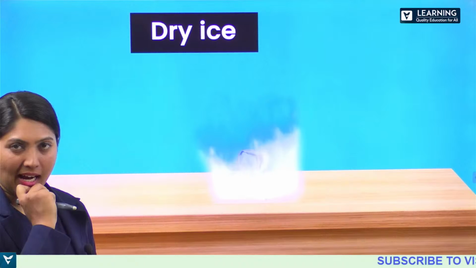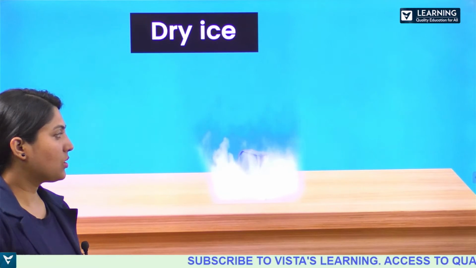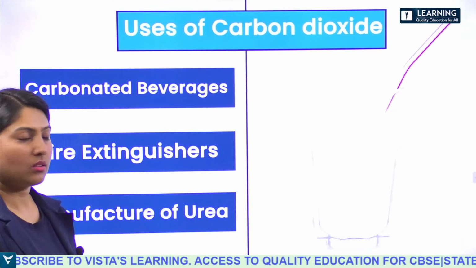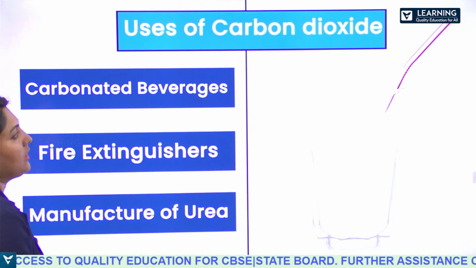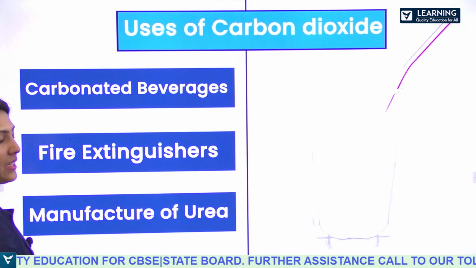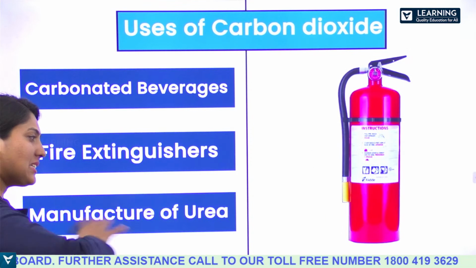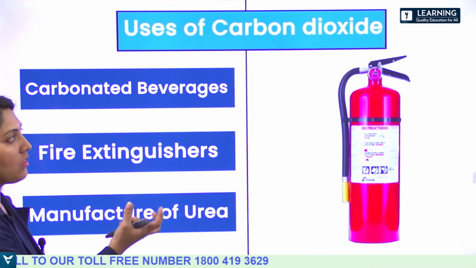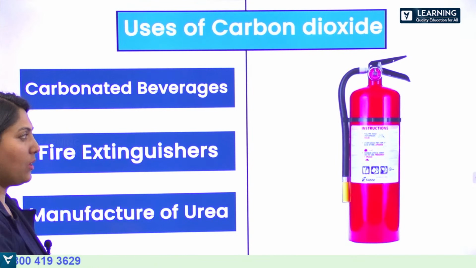We have dry ice, which is the solid form of carbon dioxide, used as a refrigerant for cooling, and it is also used for carbonated beverages and fire extinguishers because it is heavier than oxygen, so it can easily cover the fuel and prevent combustion by cutting off the supply of oxygen.